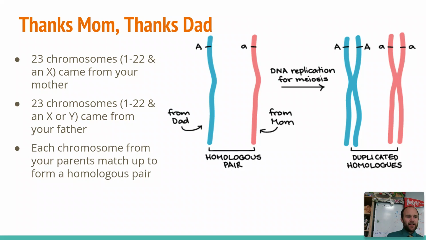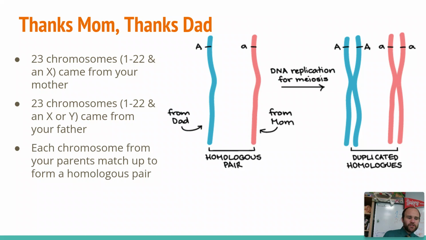So that egg cell has 23 chromosomes. It does not have 23 pairs. Remember, it's half the amount of DNA. Then 23 chromosomes, a 1 chromosome, a 2 chromosome, a 3, a 4, all the way down, came from your father. And then he also donated for the sex chromosomes either an X chromosome if you're biologically female, or a Y chromosome if you are biologically male.